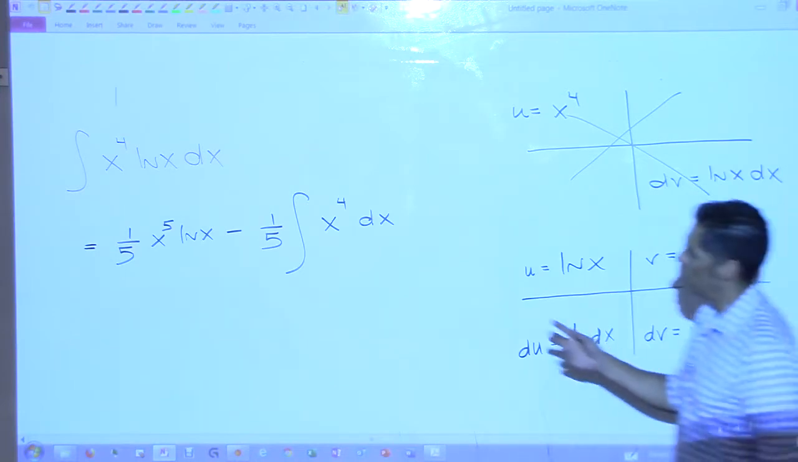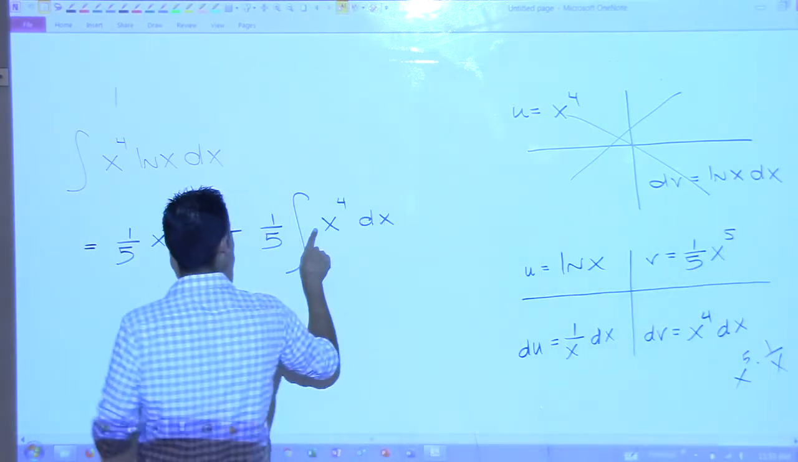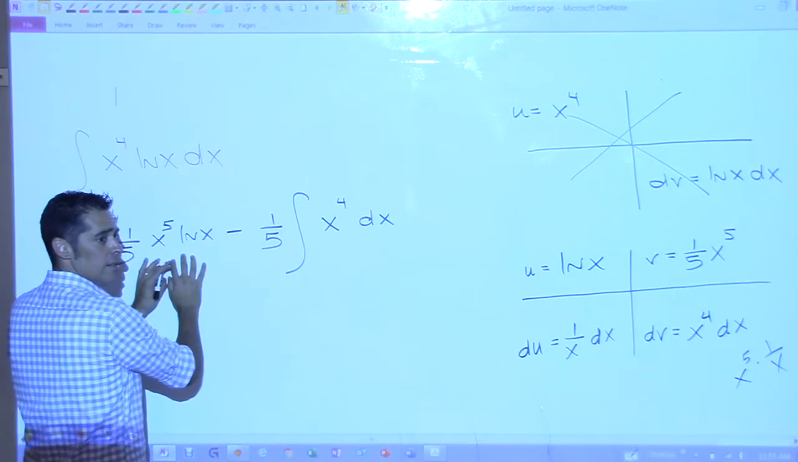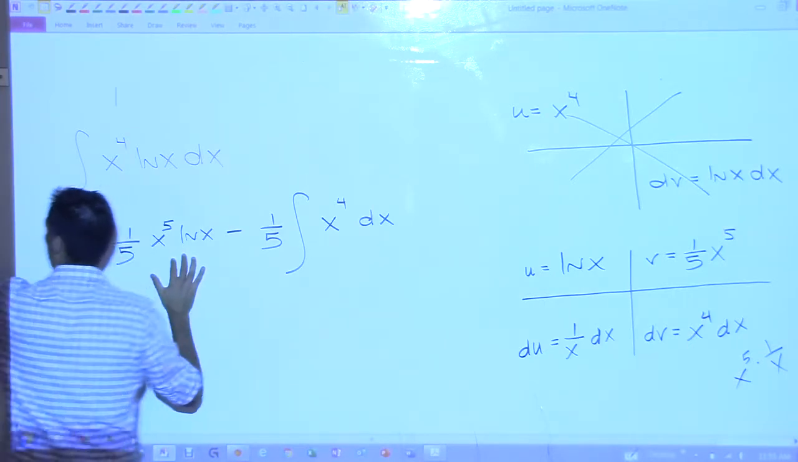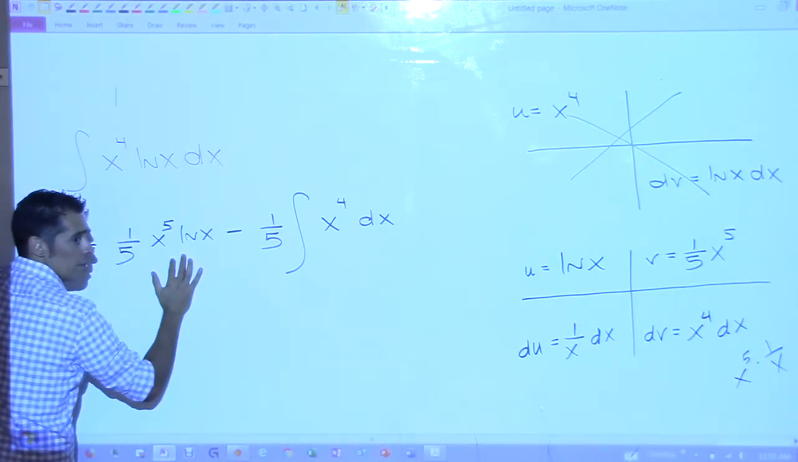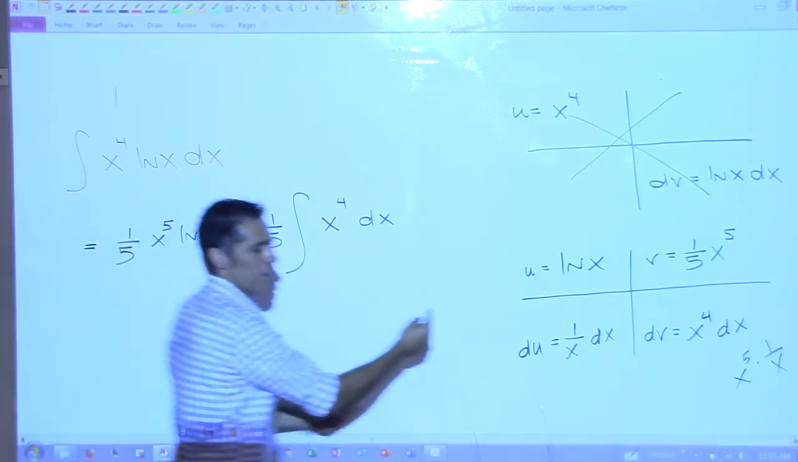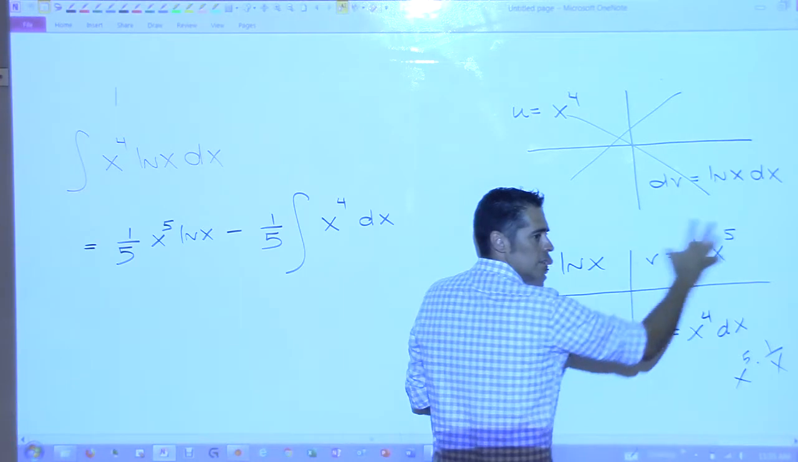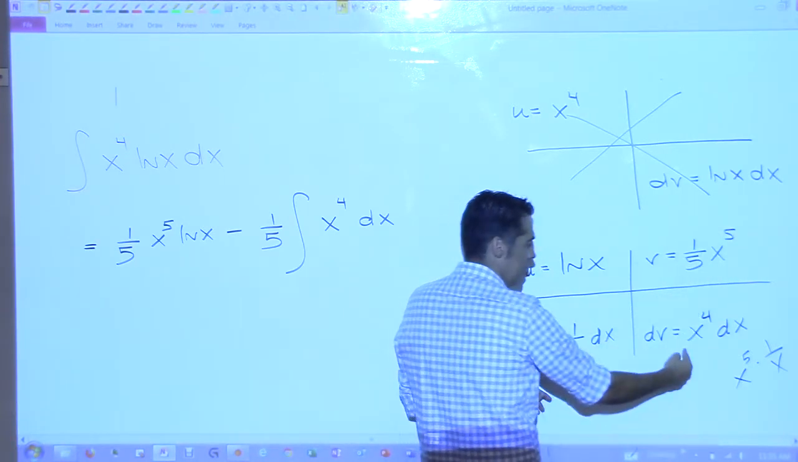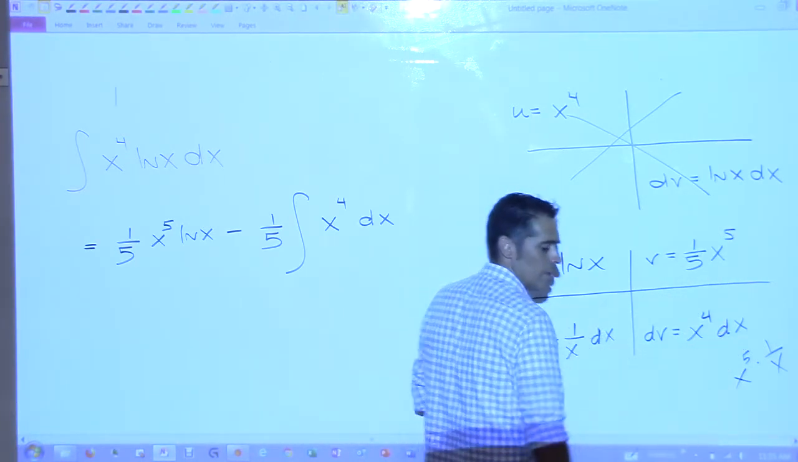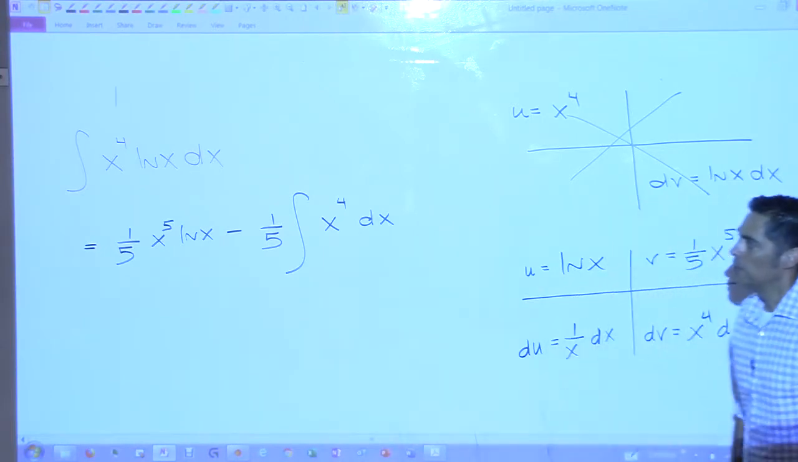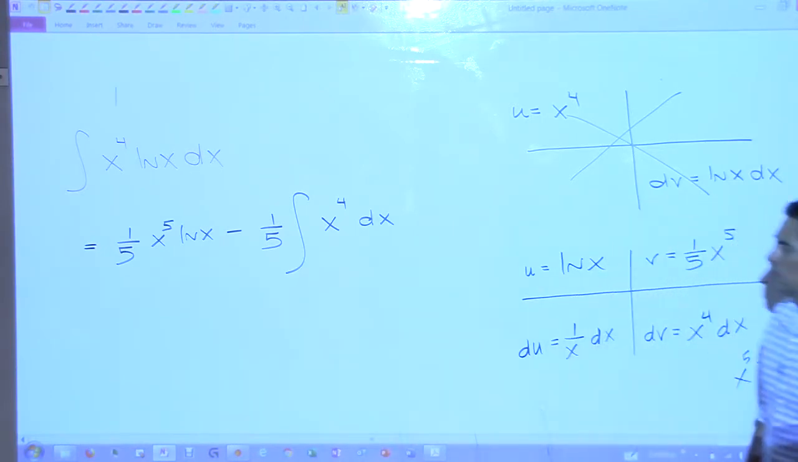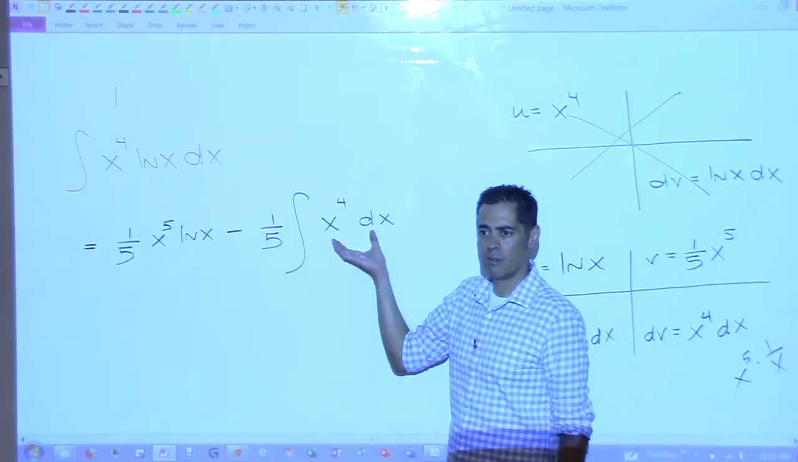I thought the dx was on the left. The left of what? The first quantity, like 1/5 x? Nope, because remember the formula is ultraviolet, right? There's no integral over here. Oh, I see. It's always ultraviolet. And look at ultraviolet on the table. It didn't have any dx's in it. The du and the dv have the dx's in them. Okay. Now, can we integrate this?